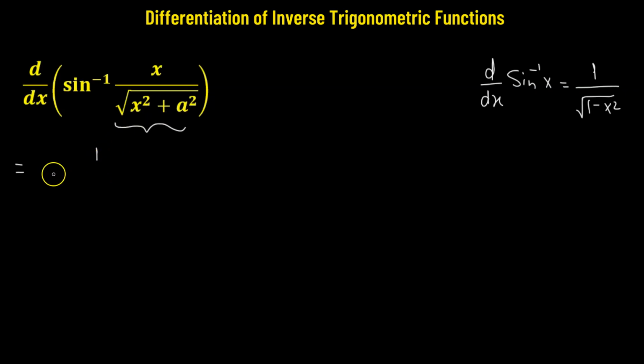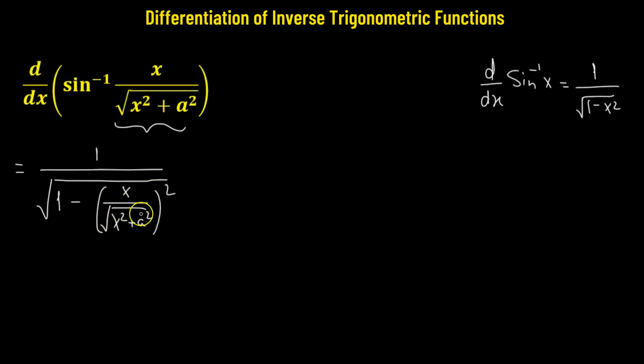Then in that situation, we have 1 over square root of 1 minus, according to the formula, x squared, but we will assume that x is x over square root of x squared plus a squared, and then we square it. However, since this is an assumption, we have to apply the chain rule. That means we need to multiply it by the derivative of our assumption. So our assumed expression was x divided by square root of x squared plus a squared. This is how we can apply the chain rule.